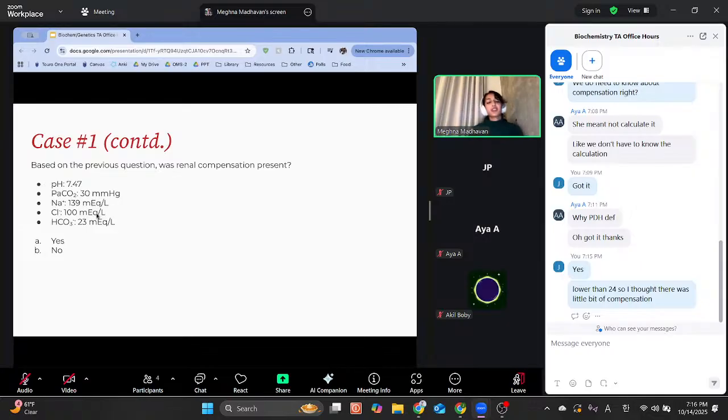You'll learn a little bit more about it next year, but it has to decrease by a bigger value than just one for it to be considered compensation. Yeah, sorry, I was trying to trick you. And the anion gap is also within normal limits, so it wasn't a big enough change to cause any differences, if that makes sense.